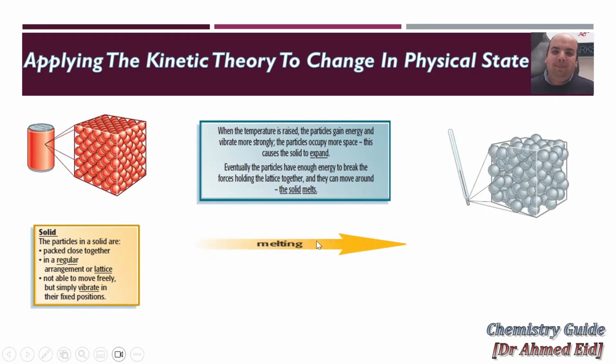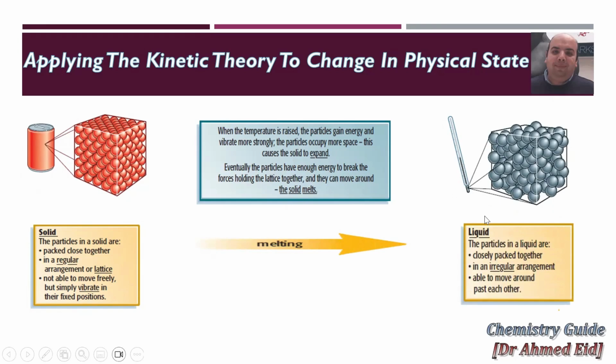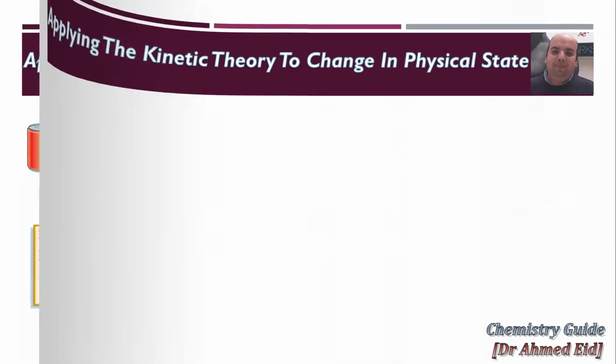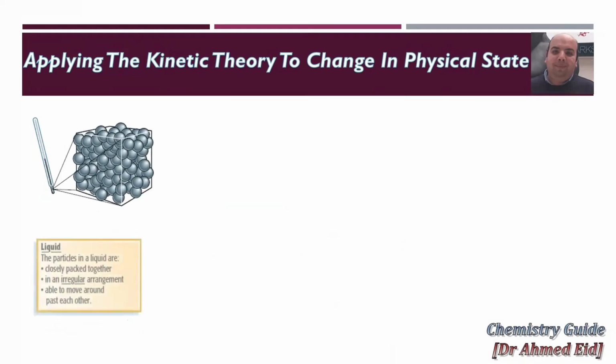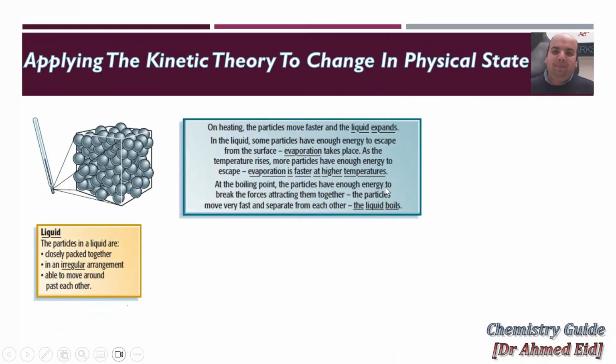Melting takes place. In the case of liquid, the particles are closely packed together but in an irregular arrangement, regular arrangement, irregular arrangement. In a liquid, particles are able to move around past each other. Remember, particles move past each other, the keyword for liquid. What happens if we heat a liquid? On heating, the particles move faster and the liquid expands.